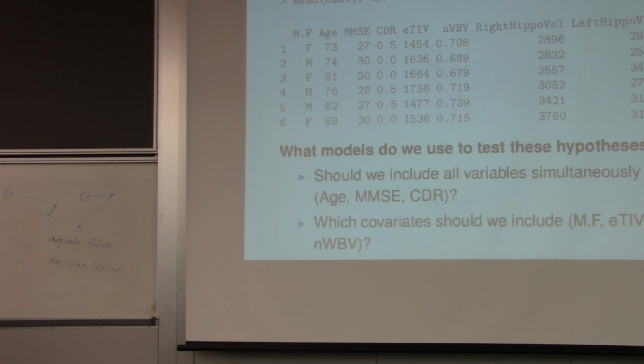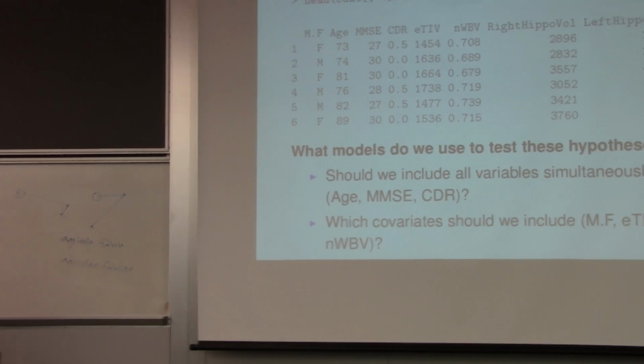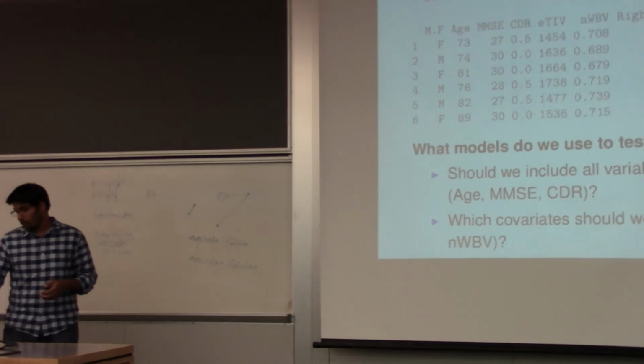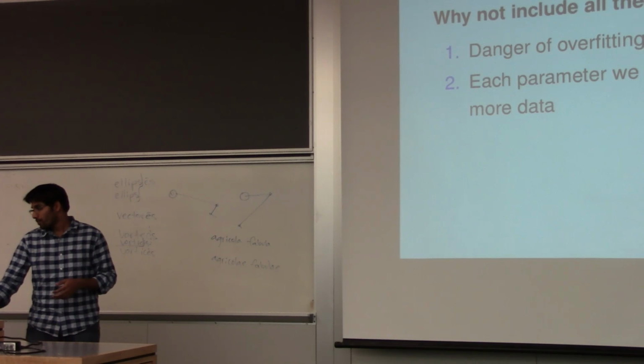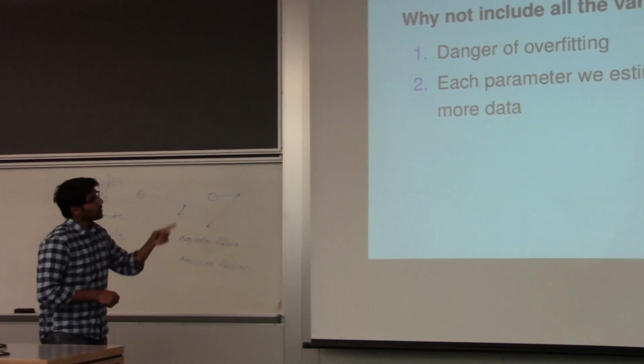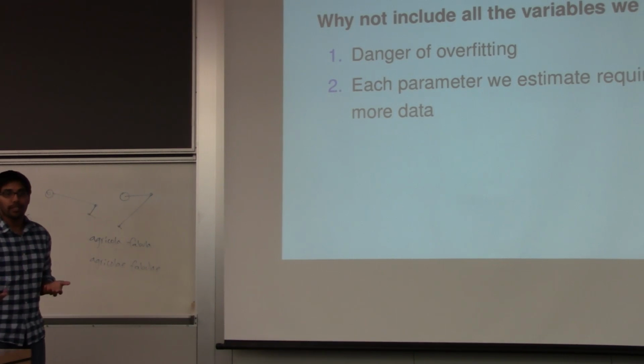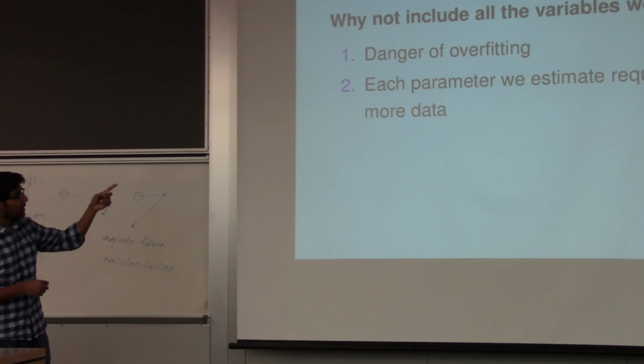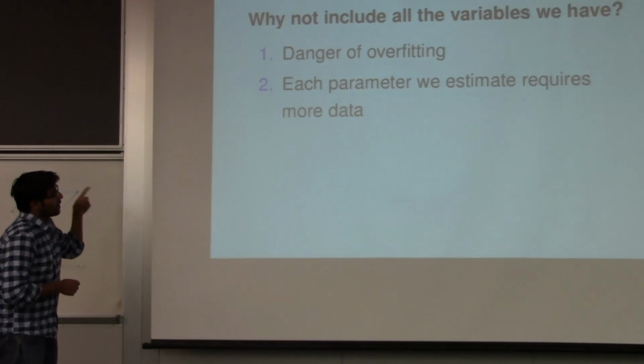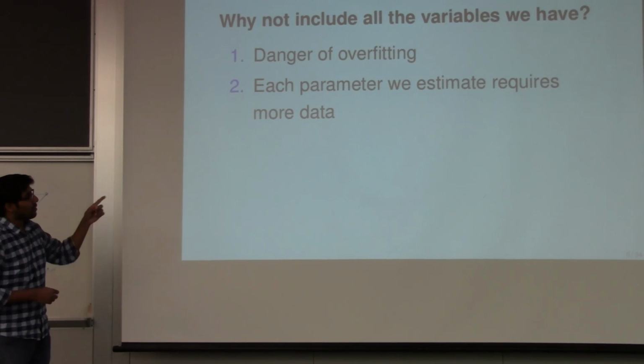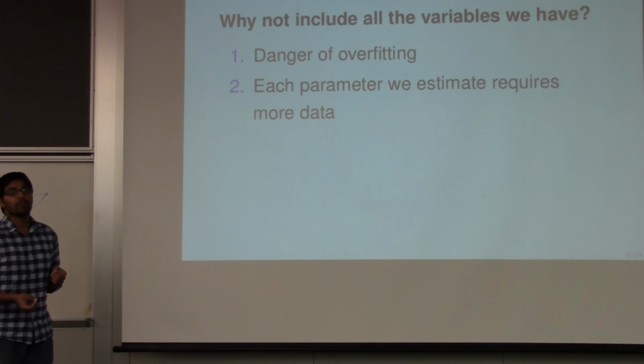Right, so the question is, should we include all of them? Should we include some of them? Can we include all of them and then select some of them? That's the goal of sparsity: you want a sparse representation of the variables of interest, which should explain my data. Right, so the issue with including all the variables is that we might overfit, and every extra parameter we add requires more data to be able to estimate.